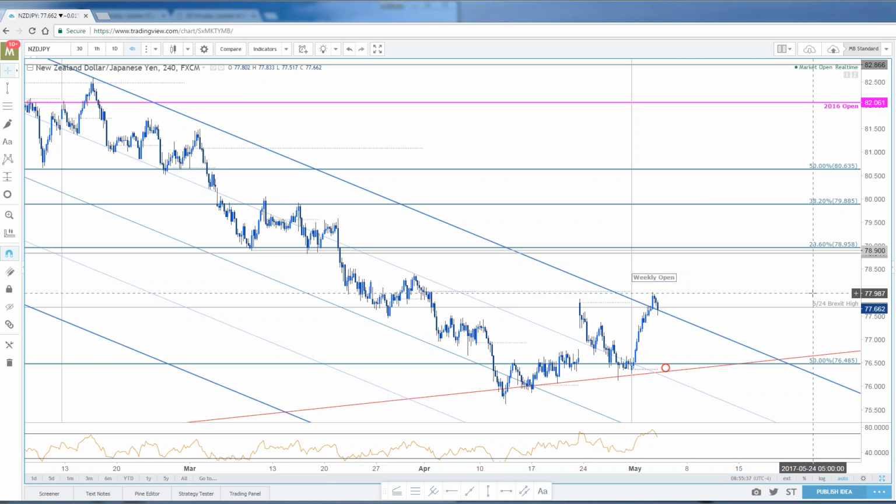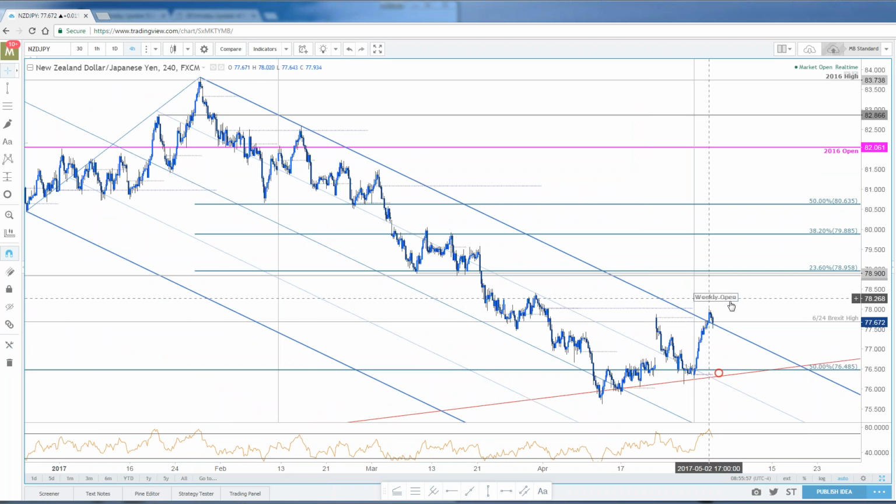So in the event of Kiwi weakness, this might not necessarily be my favorite pair. In the event of Kiwi strength, actually, this would be one of my favorite pairs, especially if we're able to close above northbound of that Brexit high, 77.67 or some change. But watch this region into the close today. I think that's going to be the tell.